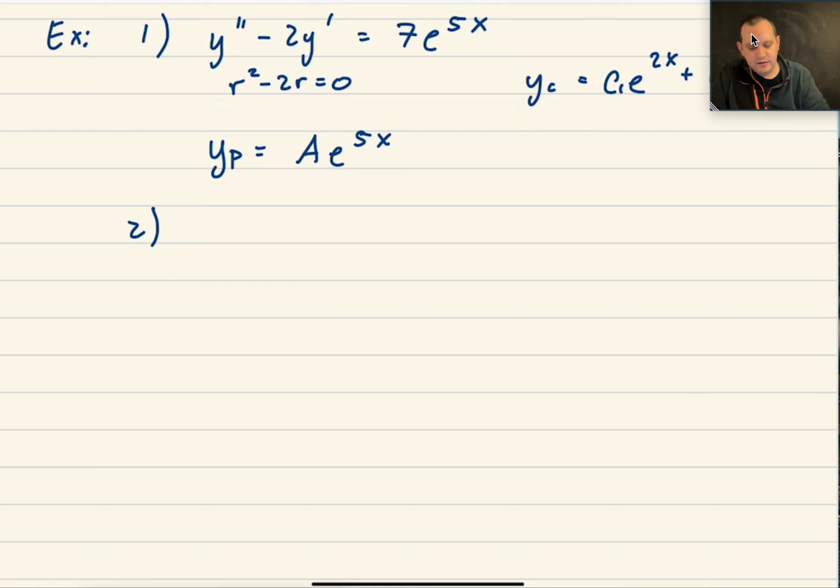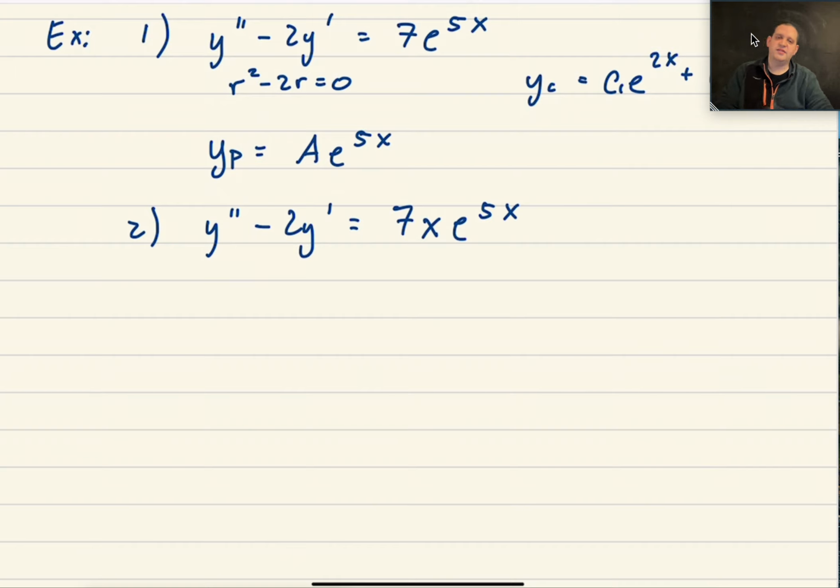Let's look at y double prime minus 2y prime equals 7x e to the 5x. The process is going to be the same, and in fact I haven't changed the left side, so the complementary solution is going to be the same as it was above.